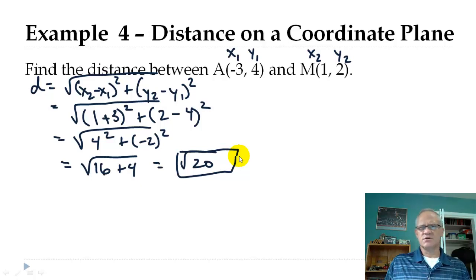I think later on this year, I can't remember exactly when, we talk about a way to simplify these square roots a little bit, and we'll talk about that at some point. For right now, you can probably just leave that in square root form. You could type it into your calculator and get a decimal. Just make sure you round that decimal correctly.